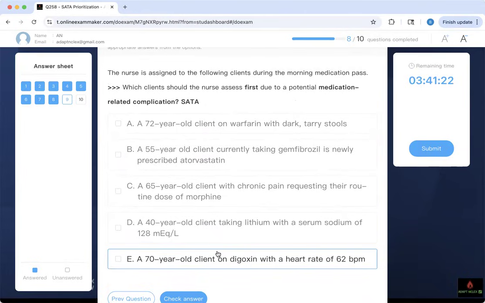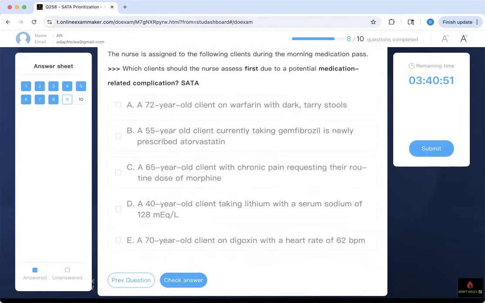A 55-year-old taking gemfibrozil is now prescribed atorvastatin. A client with chronic pain is requesting his morphine medication. A 40-year-old is taking lithium, his sodium is 128. A client on digoxin with a heart rate of 62. What do you think? Who are you going to pick? Who is in trouble?